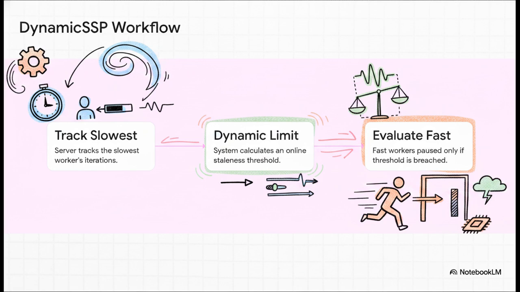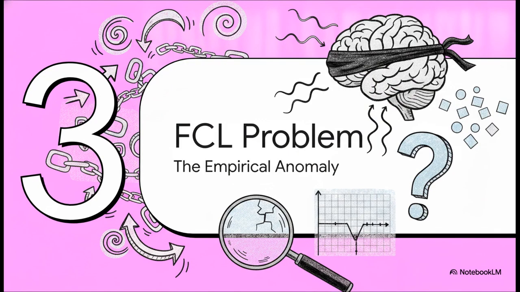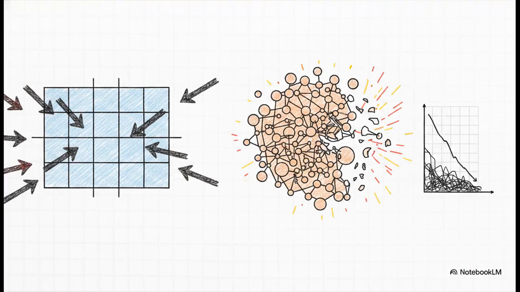Moving to Section 3, the fully connected layer problem. Now, what's really interesting here is a massive empirical anomaly the researchers uncovered. When they tested DynamicSSP on pure convolutional neural networks like ResNet, SSP and DynamicSSP actually perform wonderfully. Since CNNs share parameters across the image via filters, they're surprisingly robust against asynchronous noise.